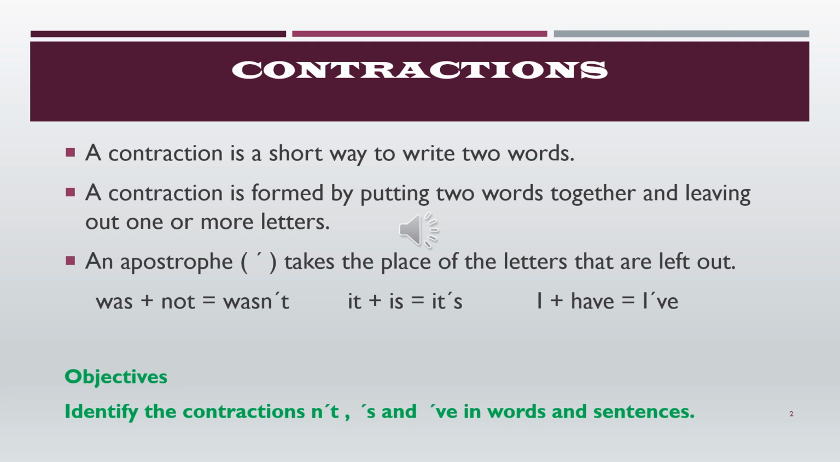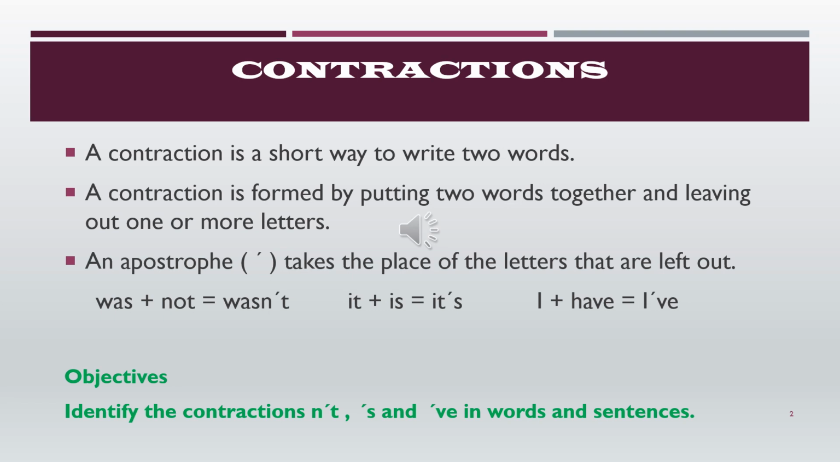Now here we have some samples of contractions. Remember, a contraction is a short way to write two words. When you write these two words, they are together and you use an apostrophe. Let's see the samples that we have here. Was plus not. When you put them together, you take out the O, and instead of the O, you place the apostrophe. So the new word that you are going to have is going to be wasn't. Wasn't. Okay, let's move to the next sample.